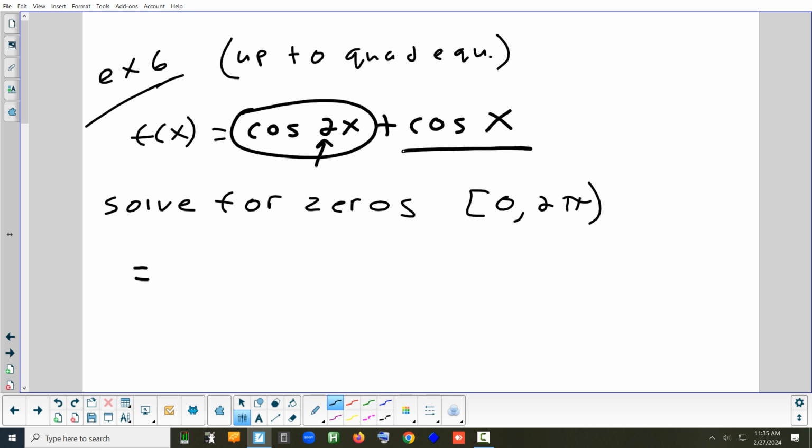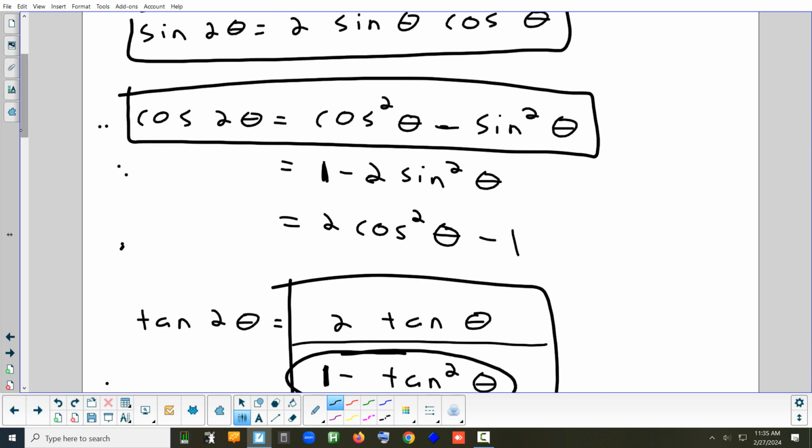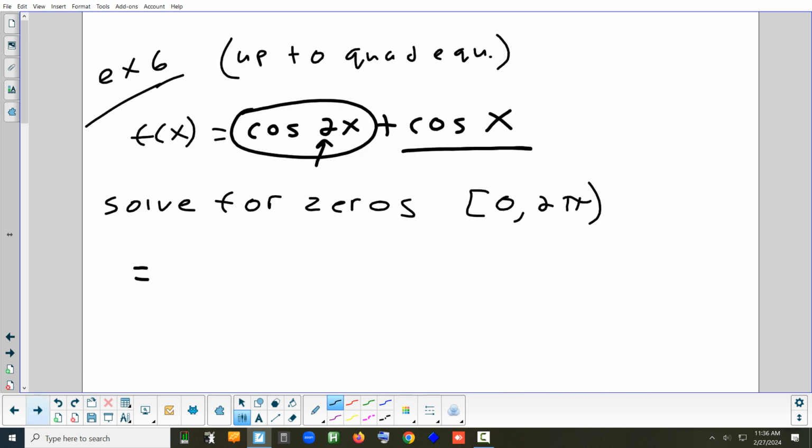Is there a way I can rewrite cosine 2 theta with just cosines? Yeah, 2 cosine squared theta minus 1. I would use this one. That way at least I'm keeping just cosine in the problem, and I'm not mixing in sines and cosines. So 2 cosine squared theta minus 1. Let's start with that, and we're going to solve it. We're going to set it equal to 0. I thought it said solve for the zeros.